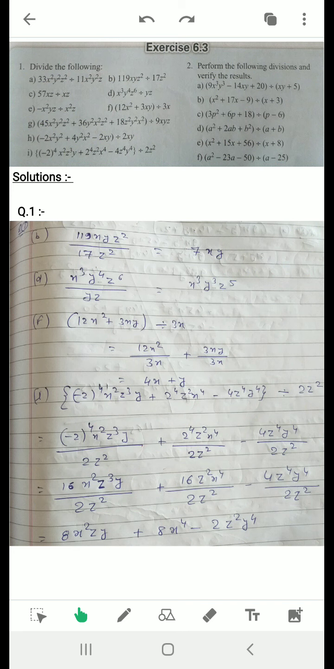All the questions were either a monomial divided by a monomial or a polynomial divided by a monomial. Now in the second question, perform the following divisions and verify the results. In the second question, all the questions are like a polynomial divided by a polynomial.